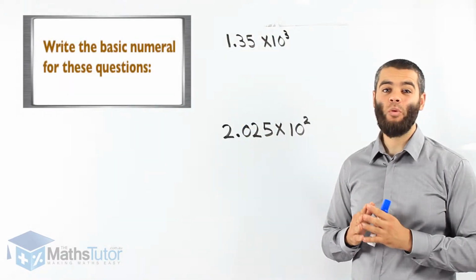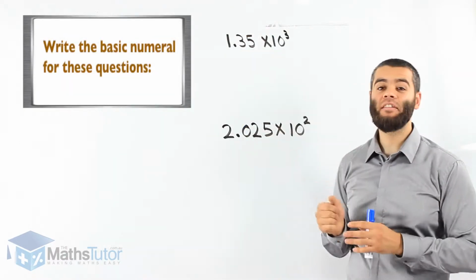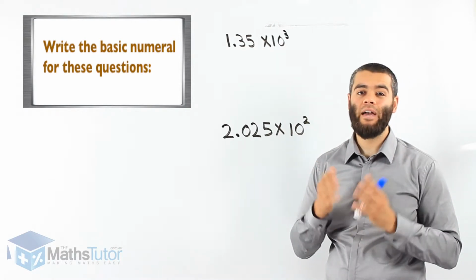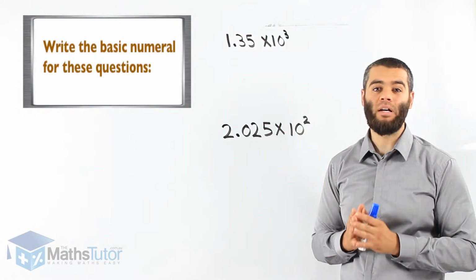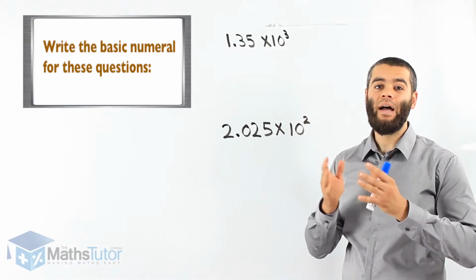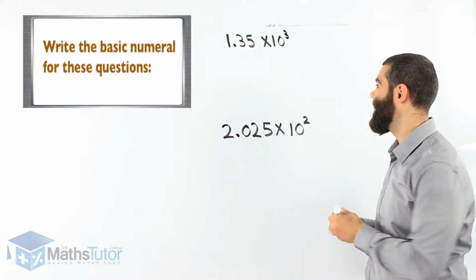Now what if we are given a question like this one? It's already in scientific notation and we want to write it in our basic numeral as a normal number. What do we do? We go back and we do the opposite. Let's see how.